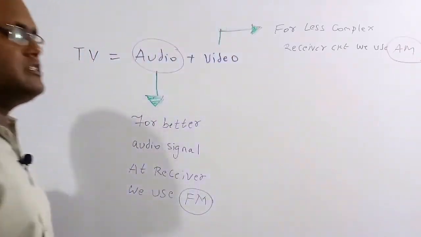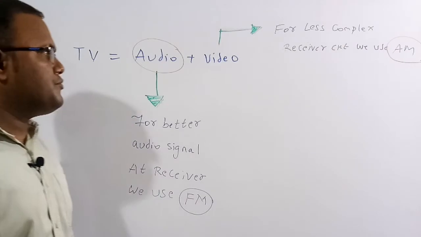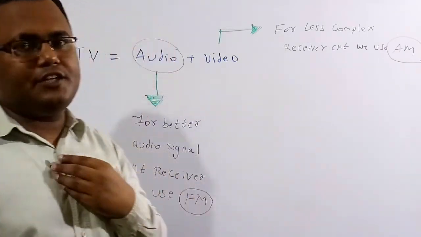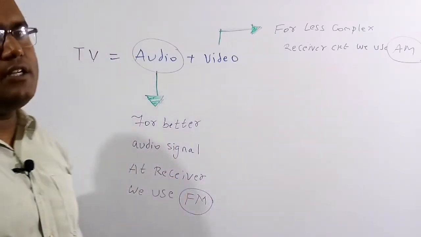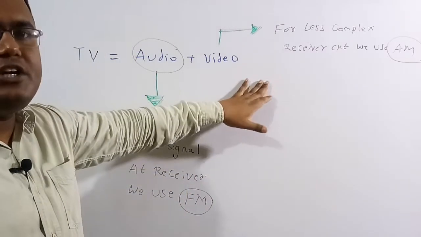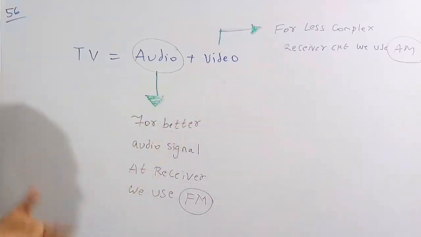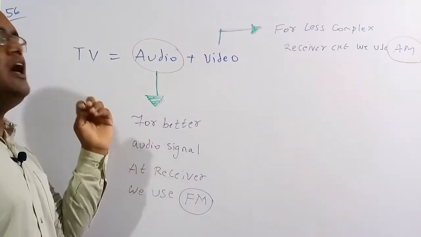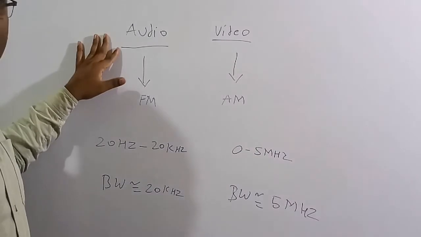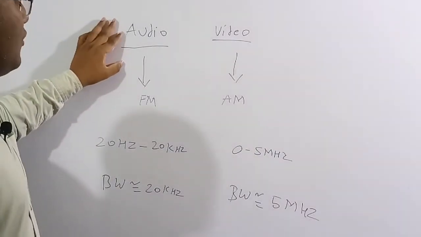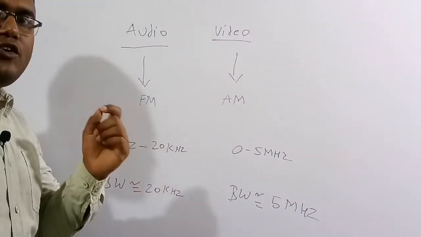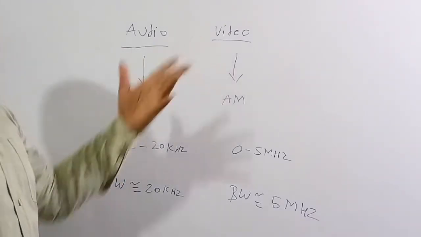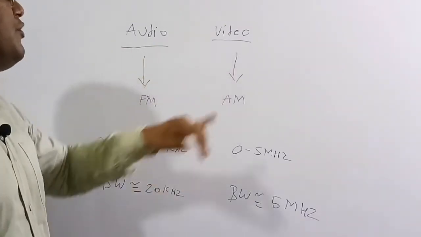These things we are going to discuss in AM and FM. So for the video signals, because we want a less complex circuit at the receiver, we use AM modulation for the video, and for better audio quality at the receiver we use FM modulation for the audio. I have already told you: for audio, for better quality at the receiver we use FM modulation, and for video, for a less complex circuit at the receiver we use AM modulation.